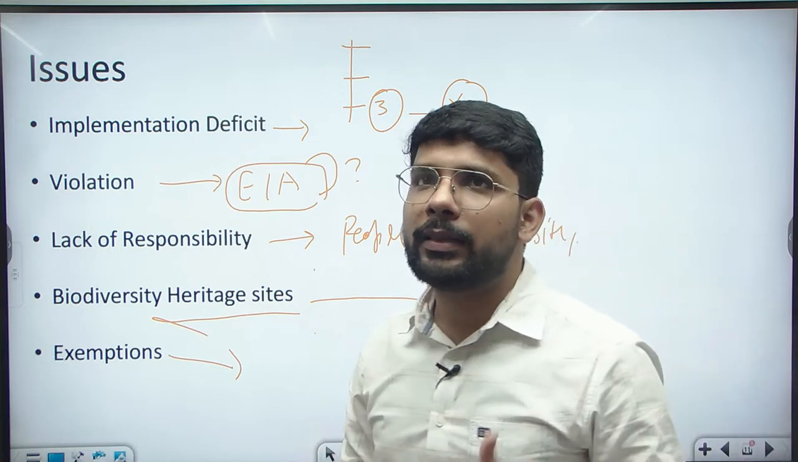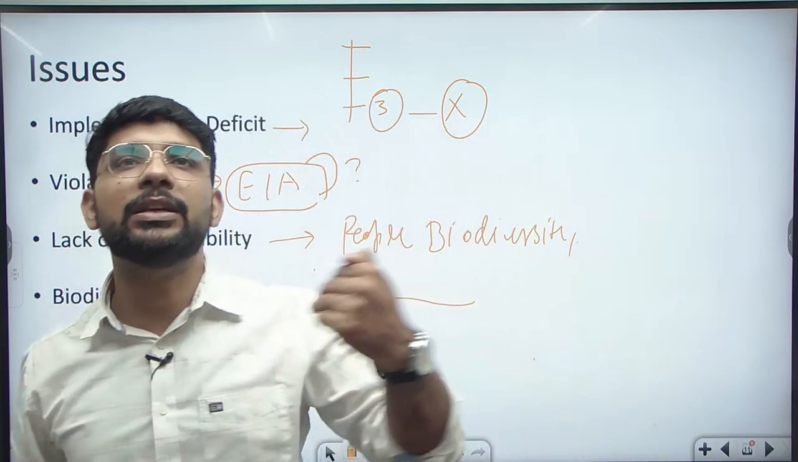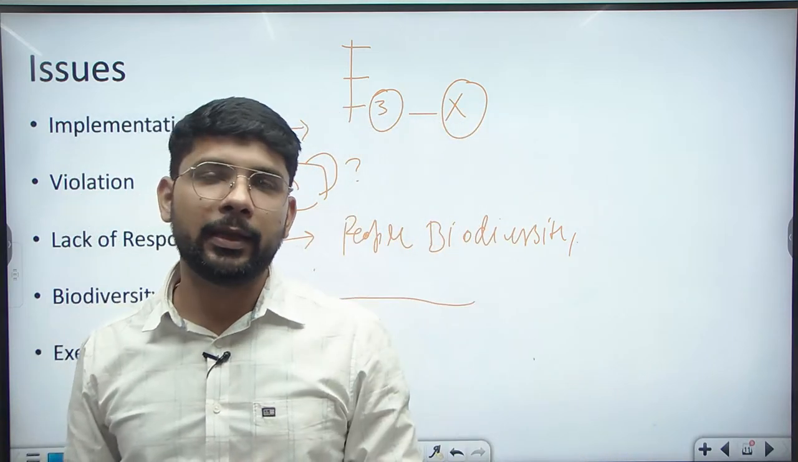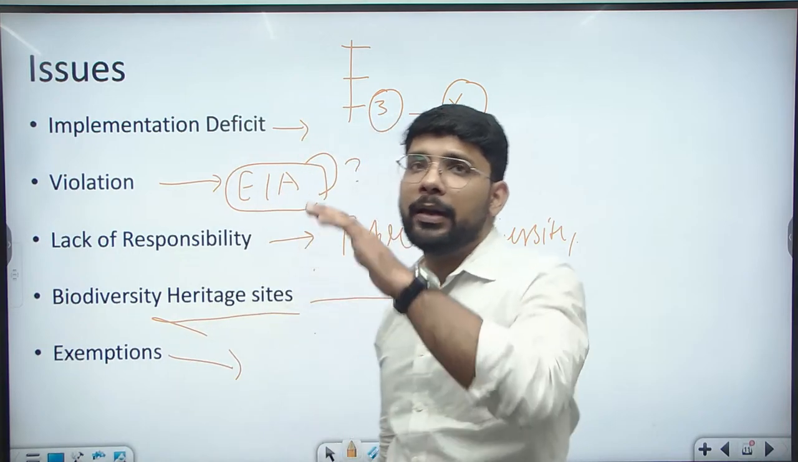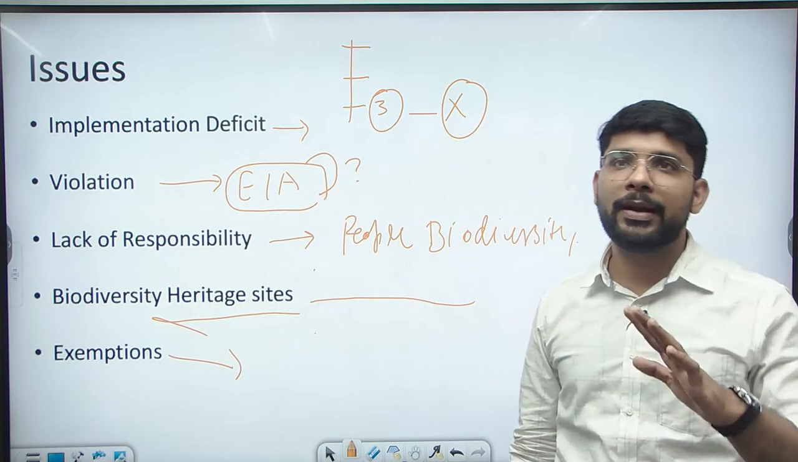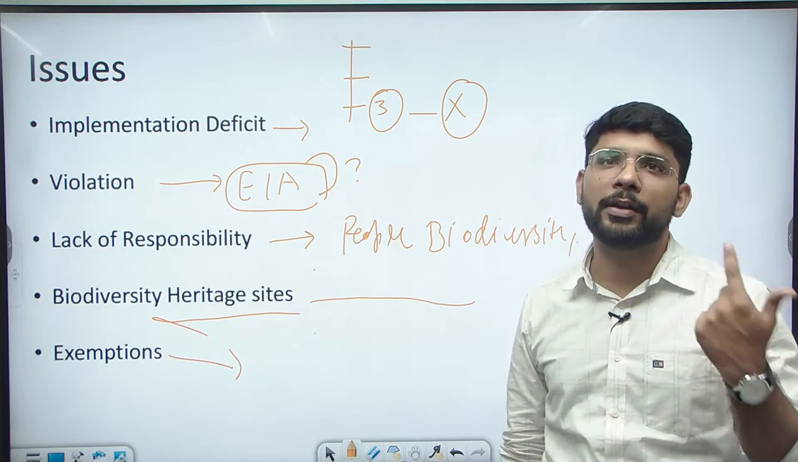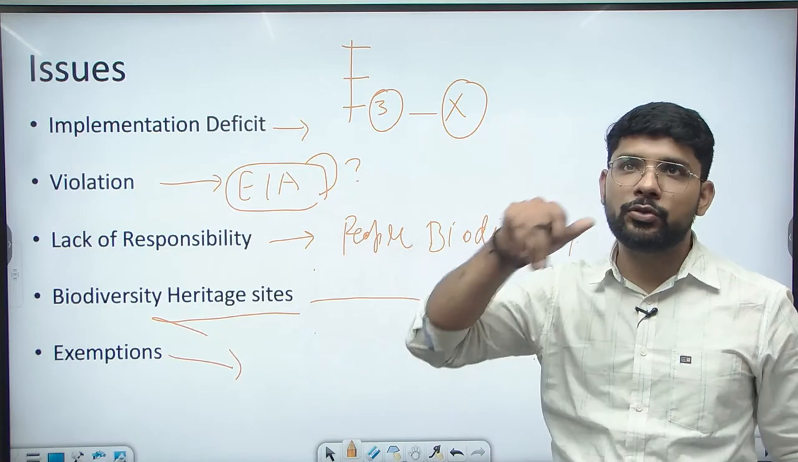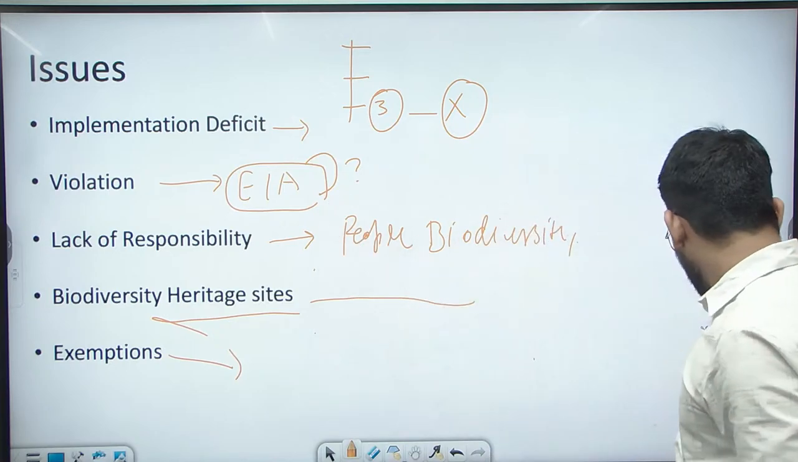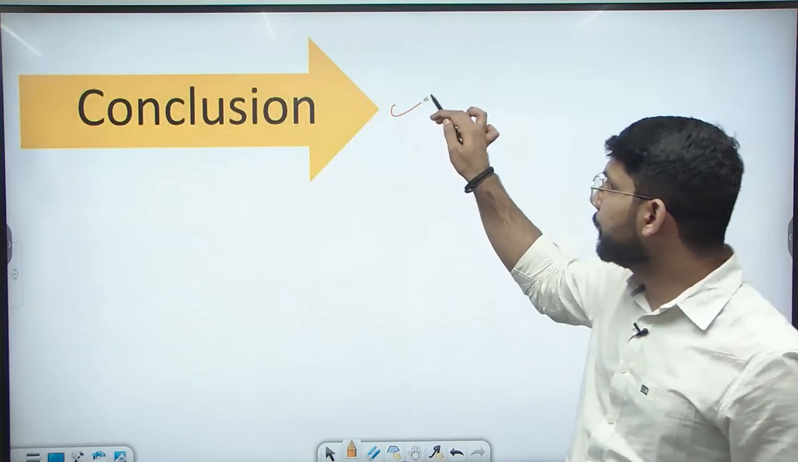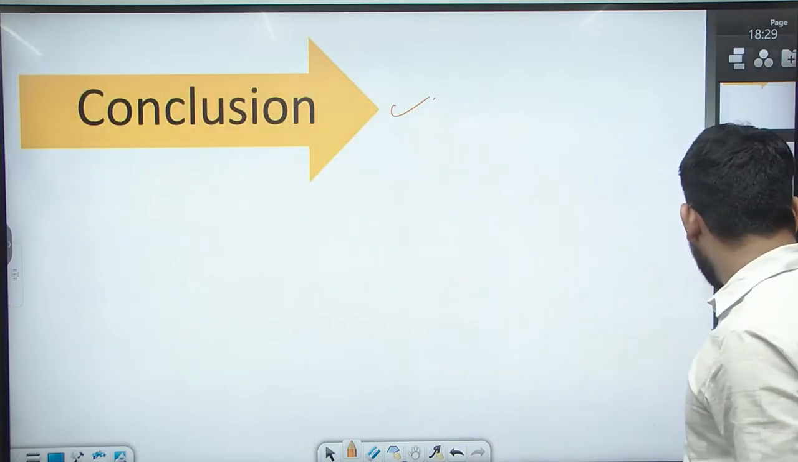In the first part, there is a demand: how is the variation in India in a different area? Second part, how the Biodiversity Act is preserving the biodiversity, and we listed down the issues as well. Now we need to go through the conclusion. What can be the conclusion in these kinds of questions?